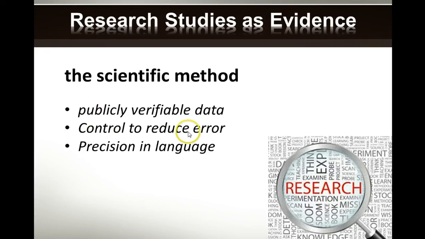They're normally controlled to reduce error. They'll have a group that is tested and a group that is not tested. They've understood common errors that are made in research in that particular field, and they'll control things to reduce the amount of error. And they're normally very precise in their language. In other words, they're not using connotative language to evoke emotions.